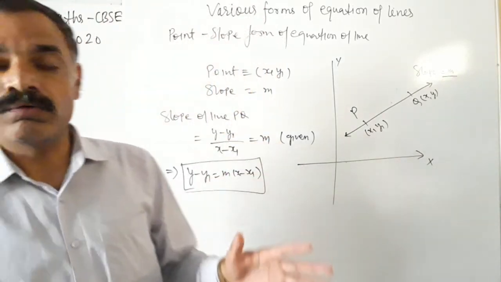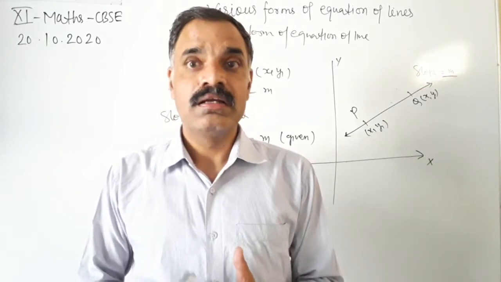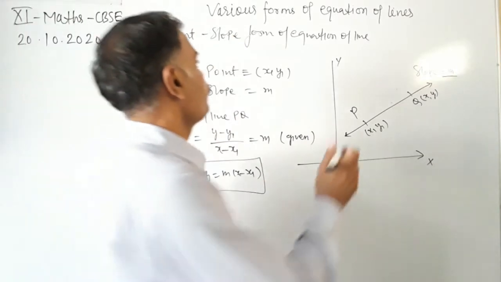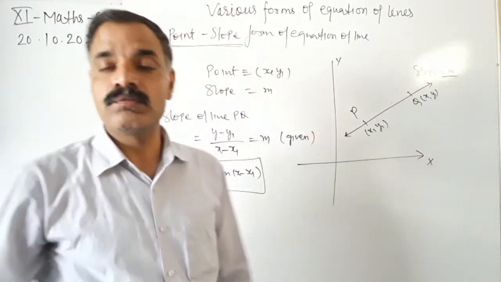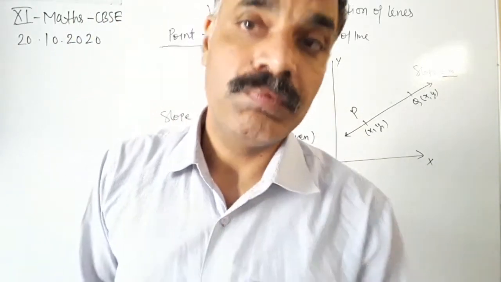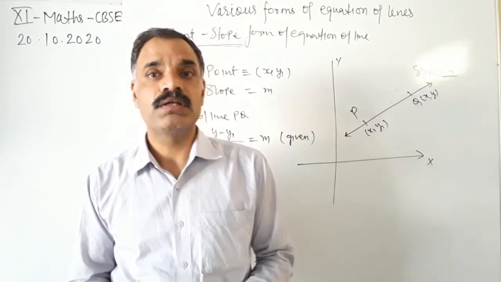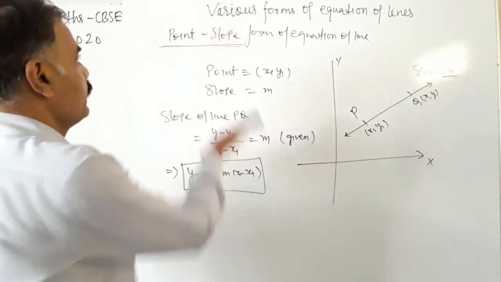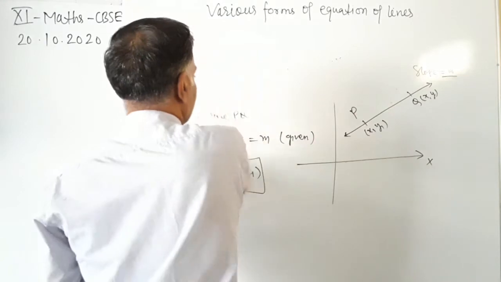So this is the third form of the equation of a line: first horizontal, then vertical, then point slope form. This is also known as the point slope form of the equation of the line. Now we will discuss the next form of the equation of a line, that is the two-point form of the equation of the line.